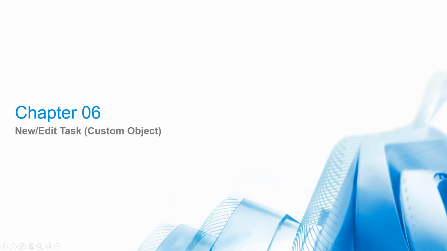Chapter 6. New Task, Edit Task, Custom Object. Vault Professional allows administrators to configure custom objects in custom workspaces, like managing tasks or customer claims. The essential concept of a custom object is to link any Vault Professional object. For example, a task may link files, items, or projects.